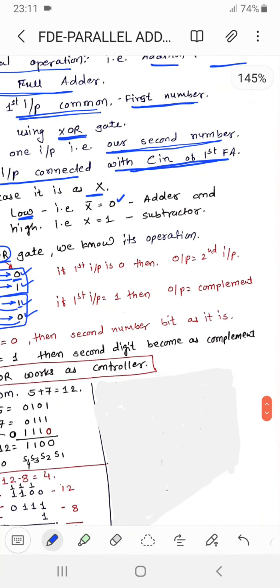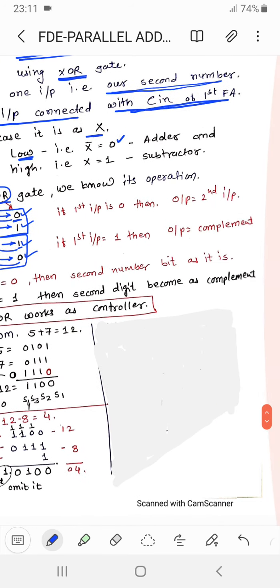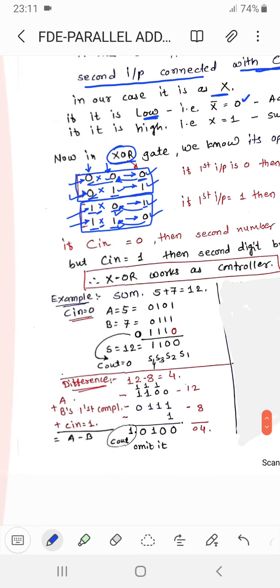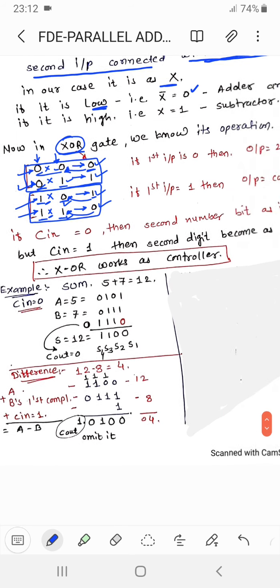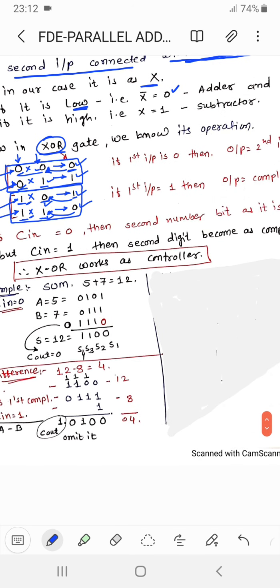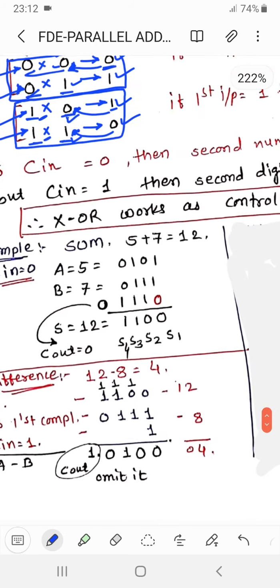Okay, so if Cin is 0, then the second number bit is as it is, and if Cin is 1, then the second digit bit is complemented, because XOR works as a controller. So let me check this concept with two examples.